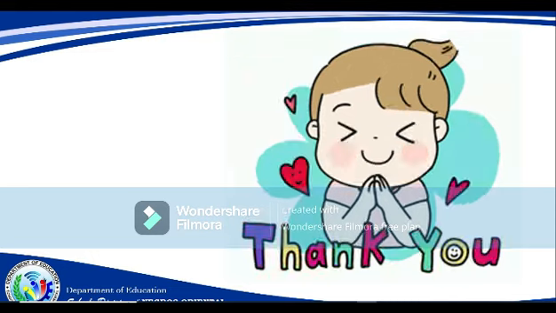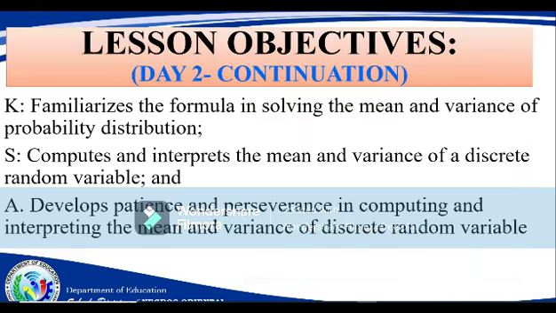Okay, so we're done with day 1. Now let's proceed to day 2. Let's start with the lesson objectives. Under knowledge, you familiarize the formula in solving the mean and variance of a probability distribution. Under the skills, you compute and interpret the mean and variance of a discrete random variable. Under the affective domain, you develop patience and perseverance in computing and interpreting the mean and variance of a discrete random variable.